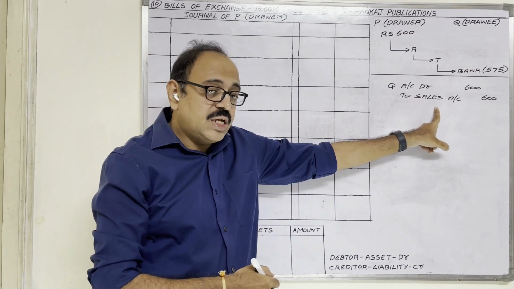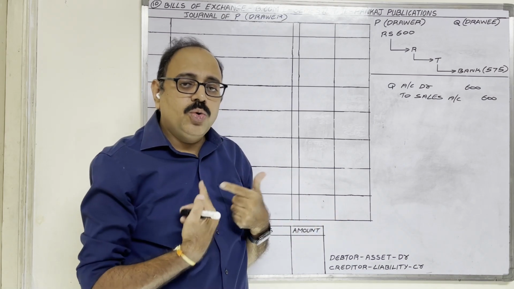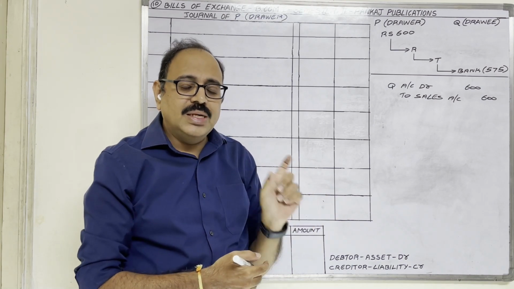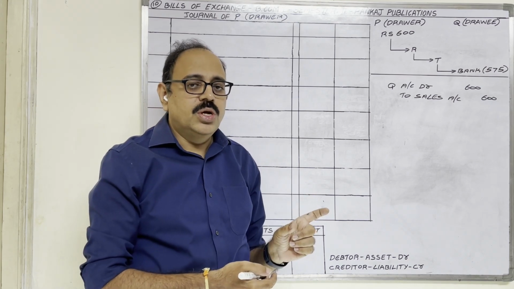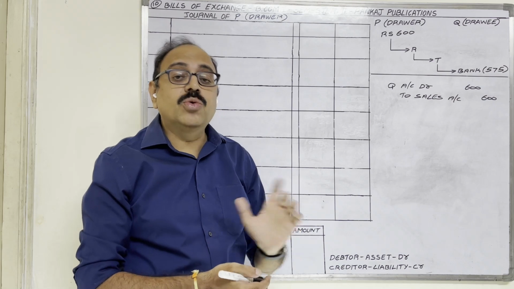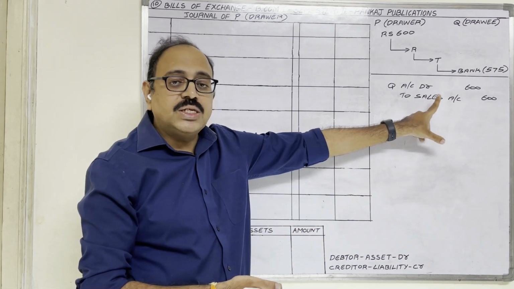Why is sales account credited? P is giving goods to Q. From P, goods are going. Goods account is a real account. Real account rule: debit what comes in, credit what goes out. Goods are going, so we have to credit goods account. Instead of writing the word goods, we wrote the transaction name, sales.